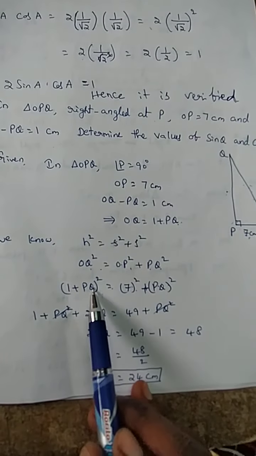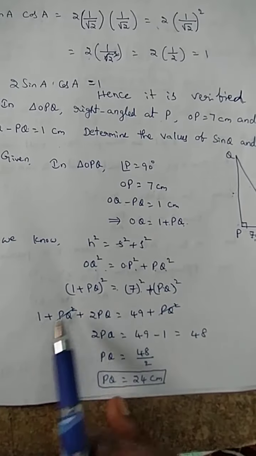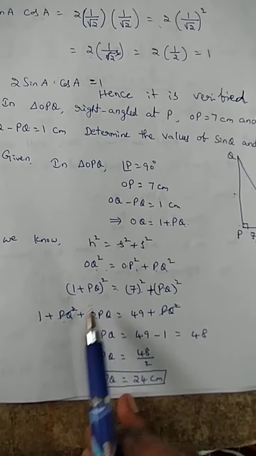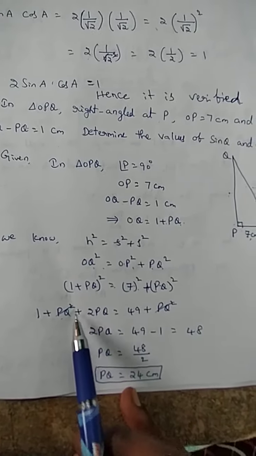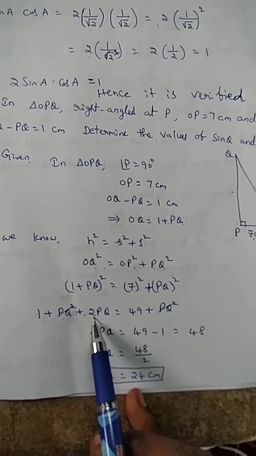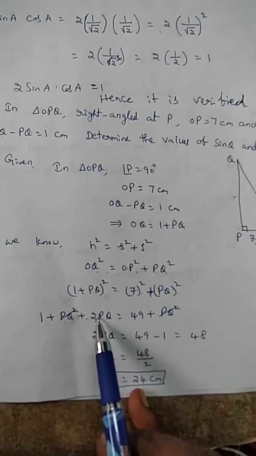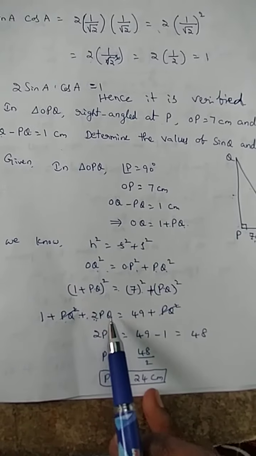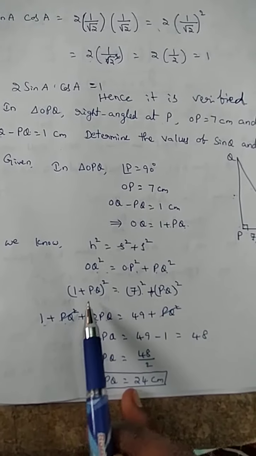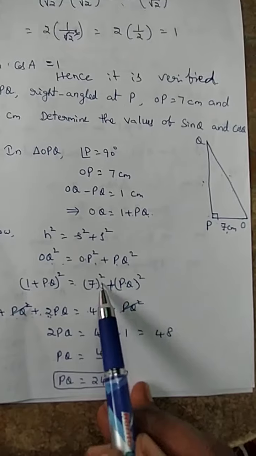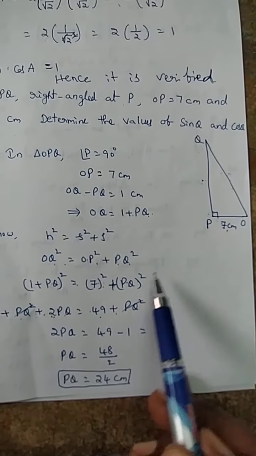Then it is in the form of (A plus B) whole square formula. A plus B whole square means A square, 1 square is 1, plus B square. What is the B here? PQ square plus 2AB. 2 into A means 2 into 1, 2 ones are 2, and B means PQ, so 2PQ. Clear? So it is in the form of (A plus B) whole square. That is equal to 7 square, which is 49, plus PQ square.